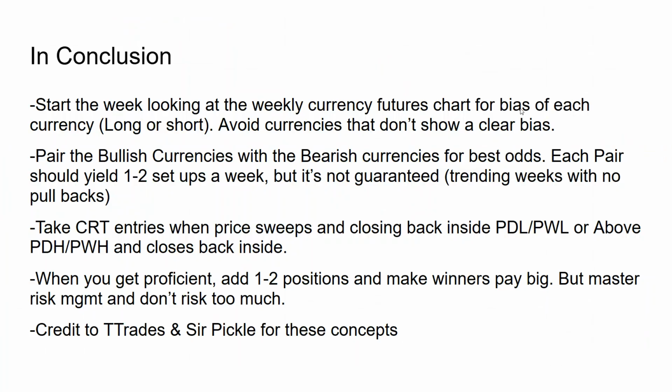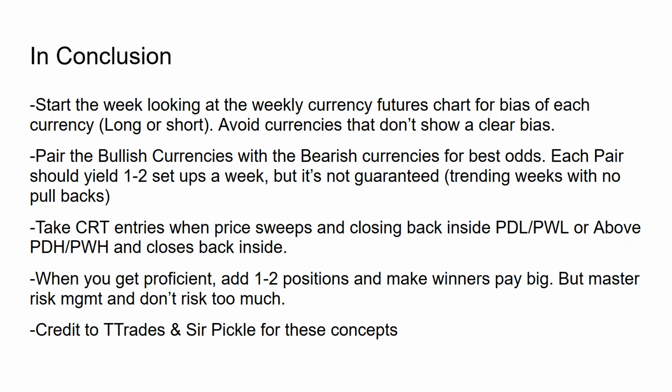So in conclusion, start each week just by looking at the currency futures weekly chart to get your bias for each currency, and then just pair the strong or bullish currencies with the weak or bearish currencies for your best odds. Okay, each pair should give you about 1 to 2 setups a week, but it's not guaranteed. Sometimes price will just drop straight down all week and there's no pullbacks. You just got to take that. Okay, but typically you can get about 1 to 2. Be sure to take your entries when price goes below the prior day low and then closes back inside of it. That's what you're waiting for.